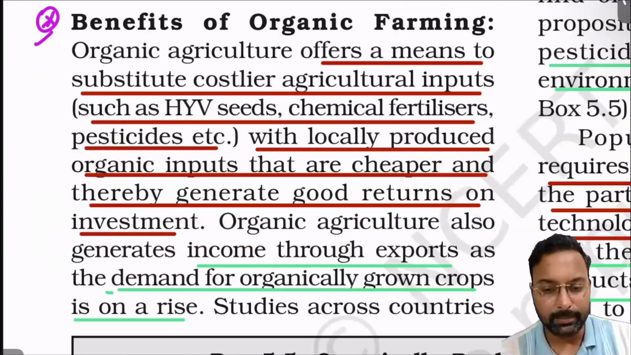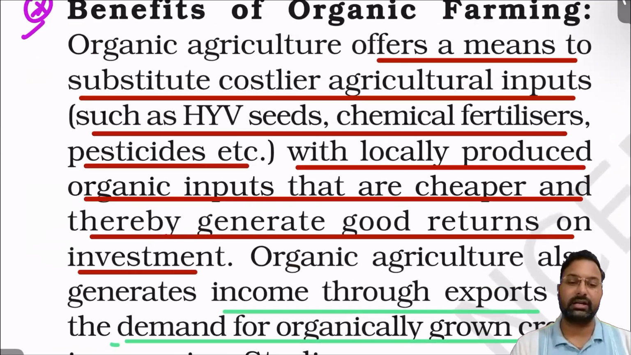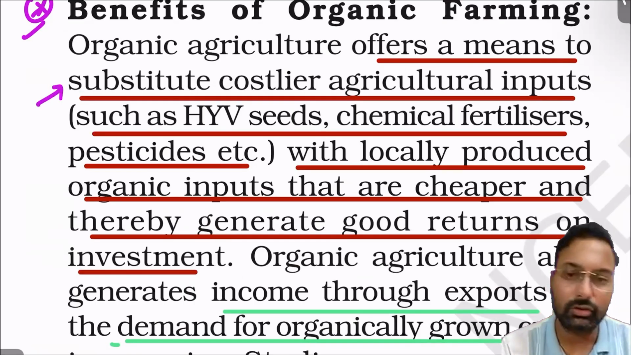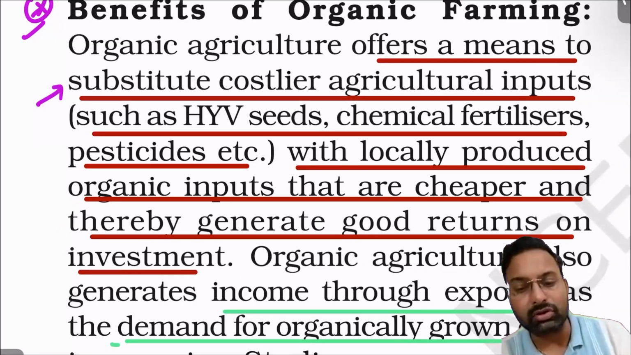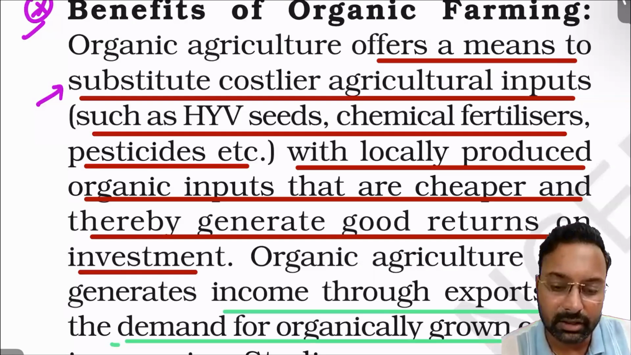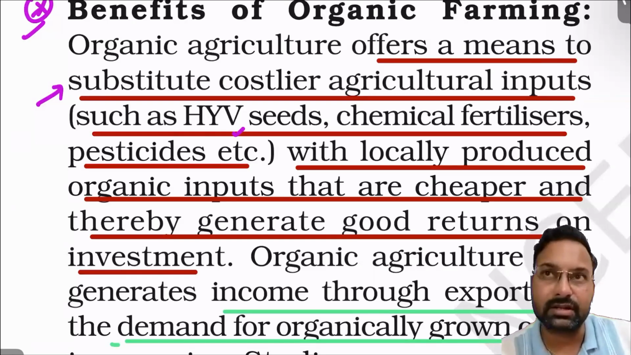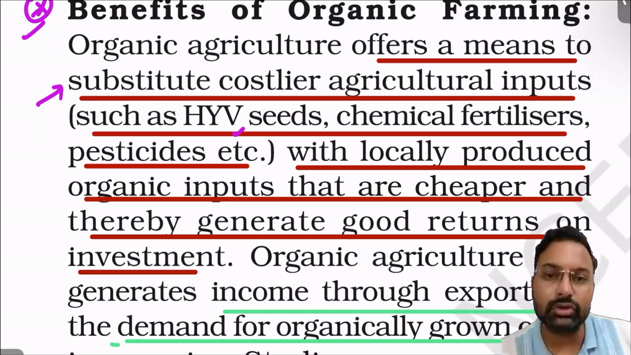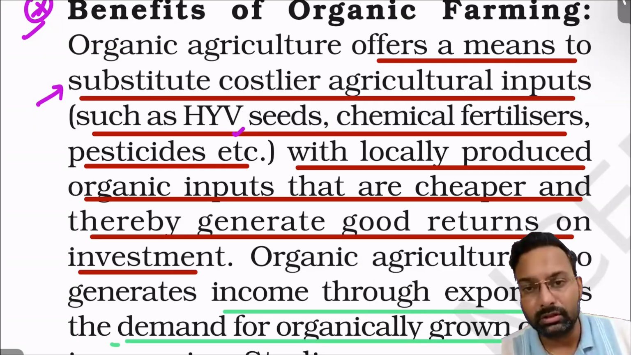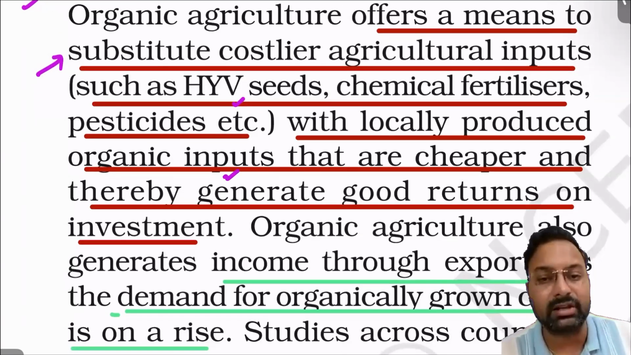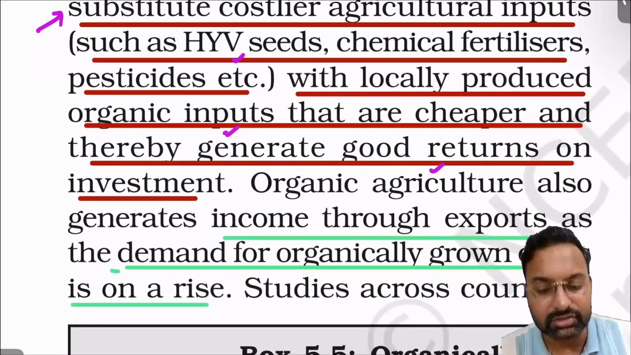Okay, so we were on organic farming, right? And what are the different benefits of organic farming? It is a measure to give a substitute to the costlier inputs, whatever inputs we put in the field, like HYV seeds, chemical fertilizers, pesticides, maybe herbicides, etc. An alternative is given to the farmers: you don't have to use all those things. You just grow your crop using the waste that is produced from agriculture itself, right? Locally produced organic inputs are used, which are cheaper, thereby generating good returns on the investment.